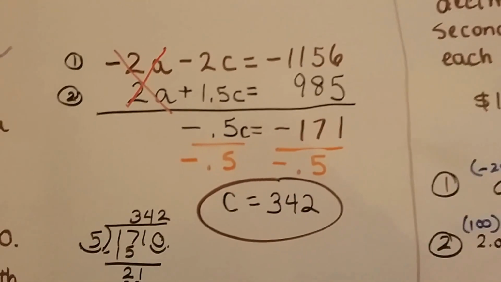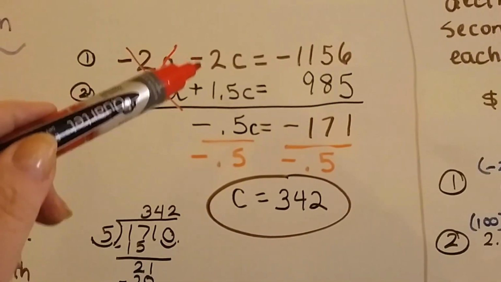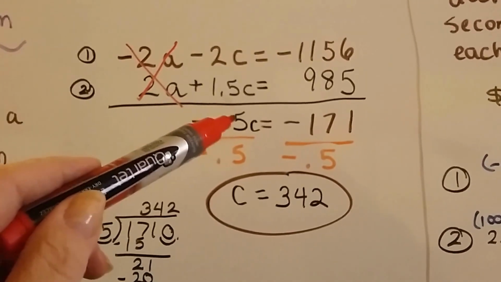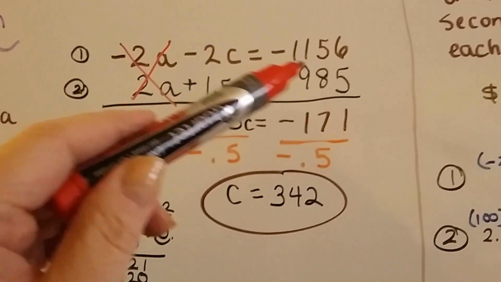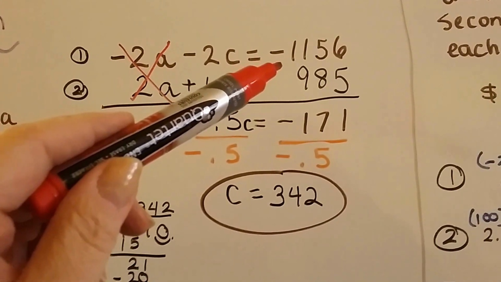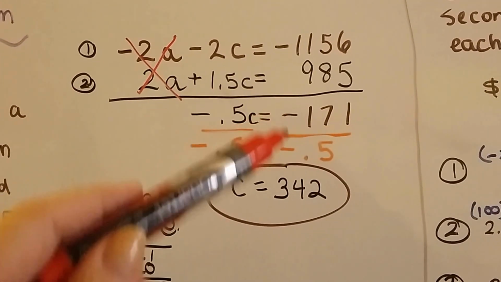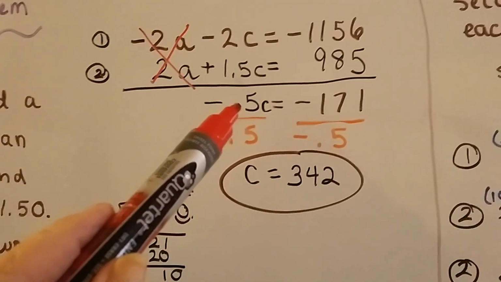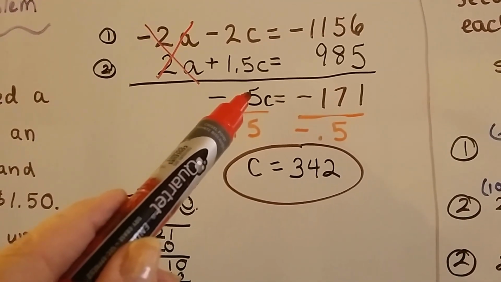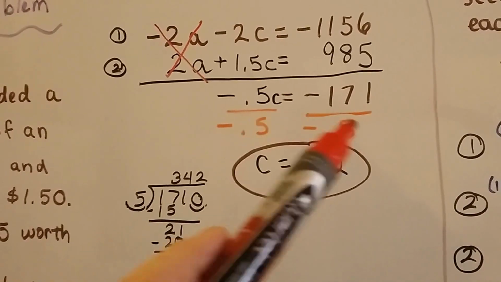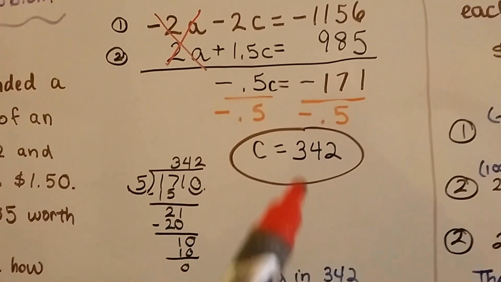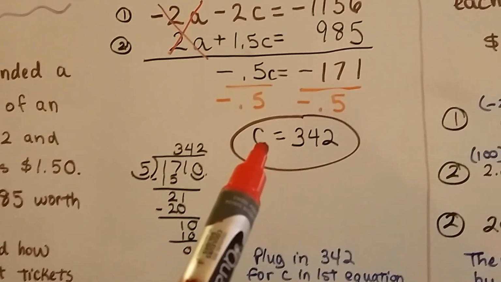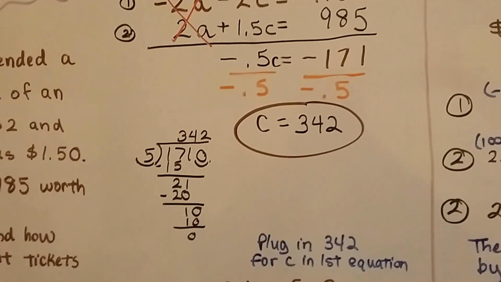See? Now we have a -2C plus 1.5C. Well, that gives us a -0.5C. And on this side, when we have -1156 and we add 985, we get a -171. Now we can divide each side by the -0.5 coefficient here. And what we get is 342. So the child ticket total was 342.